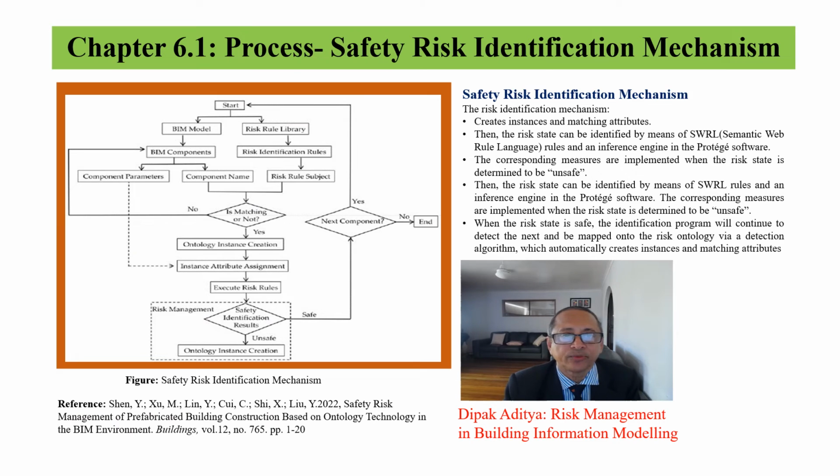Safety rule identification mechanism. It starts with the BIM model and risk identification rules. The risk state can be identified by SWRL, Semantic Web Rule Language, and marked as unsafe. When a risk is safe, the identification program will continue to detect the next component.